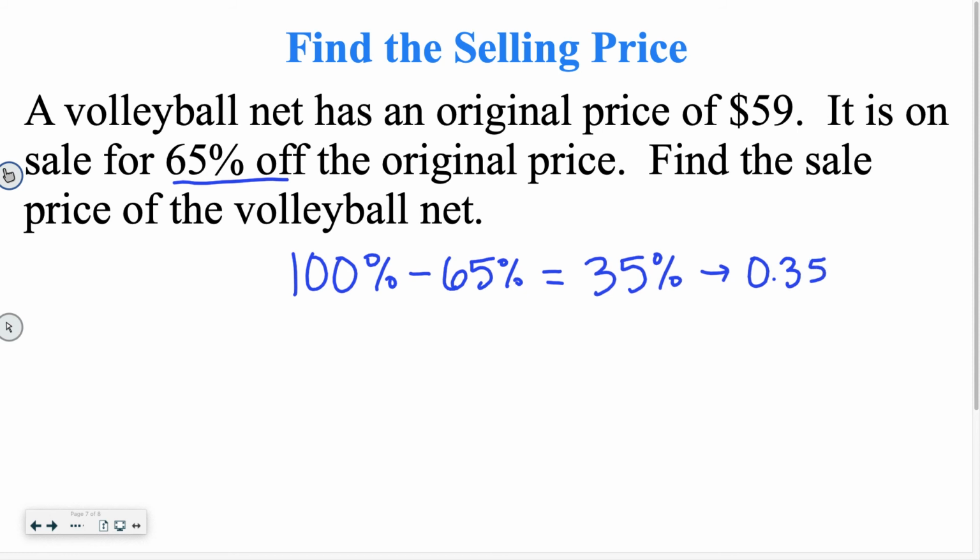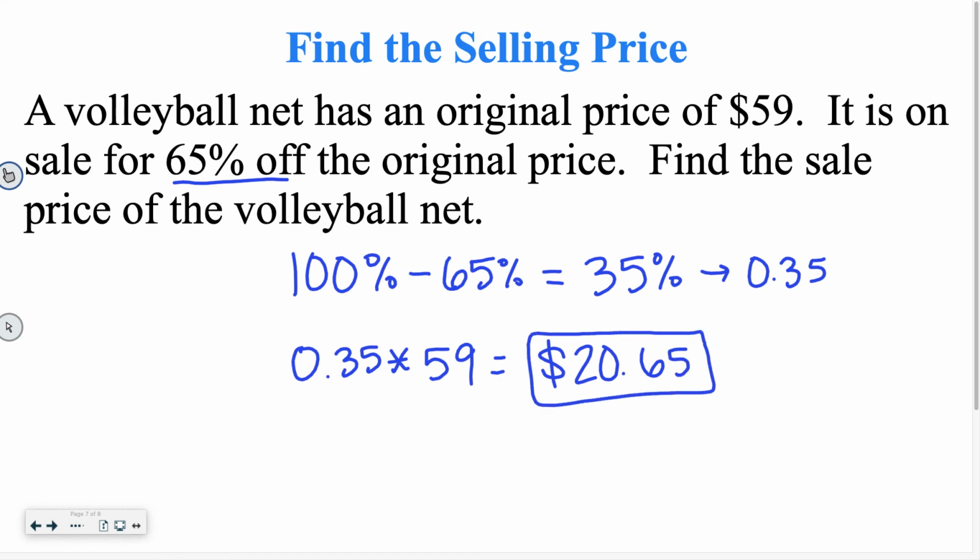But then once you've subtracted that discount, you are going to take 0.35 and multiply it by the price of that volleyball net, and find out that with this discount, you only have to pay $20.65. Okay, that would be your final answer. So it looks really similar to when you do markup, except with a discount, you subtract the numbers from each other. Okay? Let's check out one more example.